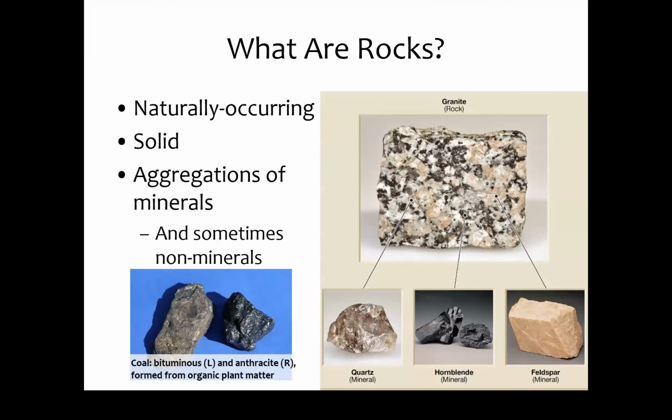So just to repeat for you, here are your 3 parts of your definition of a rock. Go over these over and over again: naturally occurring, solid, aggregates of mineral, and sometimes non-minerals. So here's an example of a rock that we're going to see a lot: granite. You can tell that it's crystalline. You can see the crystals in there. This one is igneous. And it has several minerals that make it up.